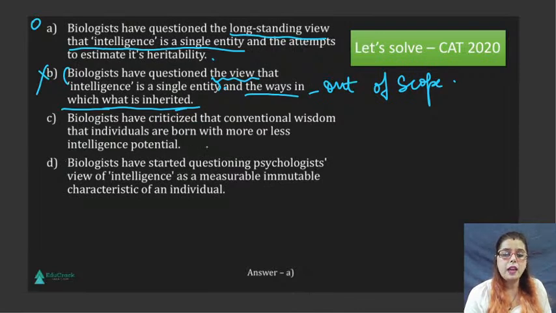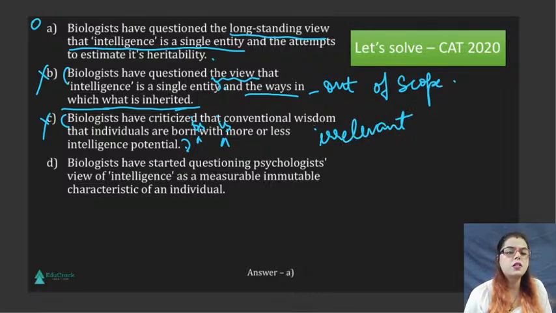Option C says, biologists have criticized that conventional wisdom that individuals are born with more or less intelligence potential. Biologists have criticized that conventional wisdom with which individuals are born with is more or less intelligence potential. This is not the scope of the passage. This is not even the discussion. So this is incorrect. This is irrelevant to the point that the author is trying to say.